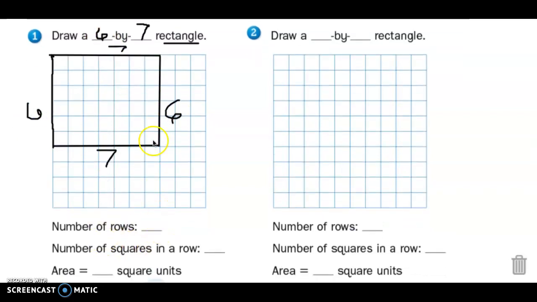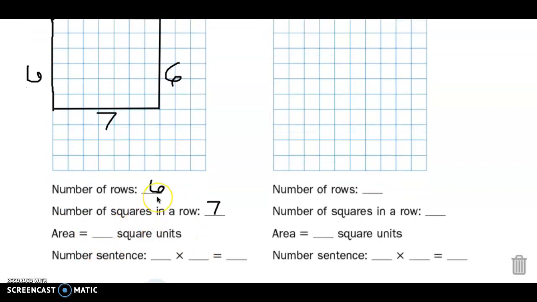Number of rows. Third graders, how many rows do I have? I know that this is 6 for my side length. That means there's 1, 2, 3, 4, 5, 6 rows. How many squares in each row? How many columns? Or how many are in each column? 1, 2, 3, 4, 5, 6, 7. But we already knew that because we labeled our sides.